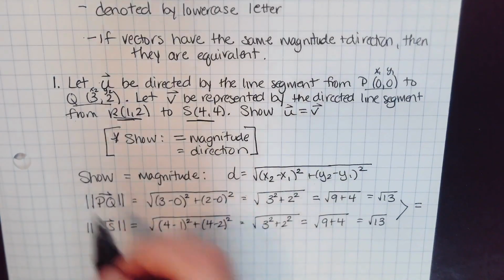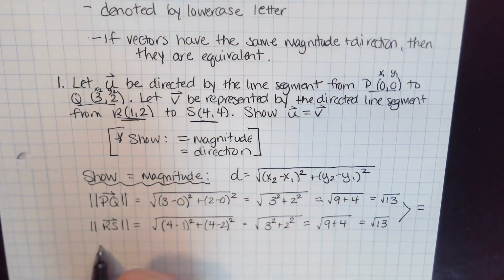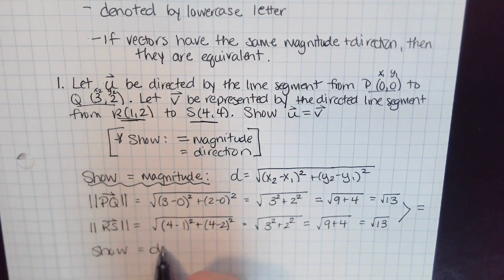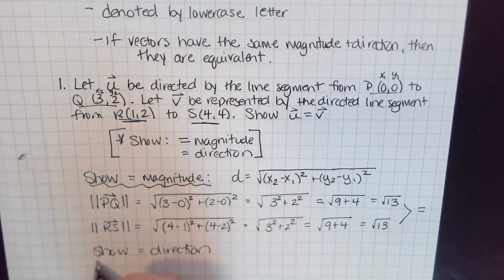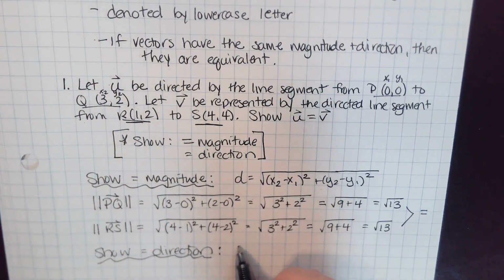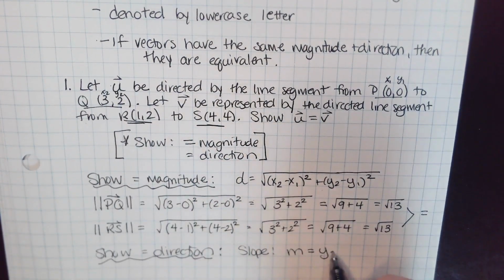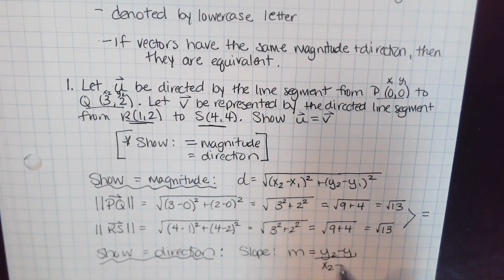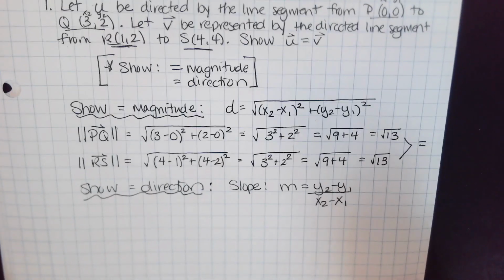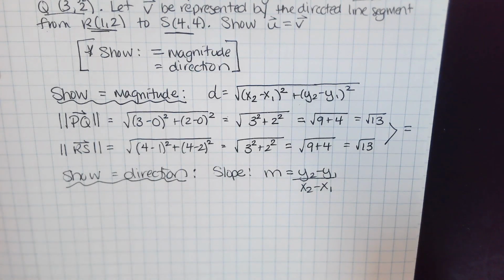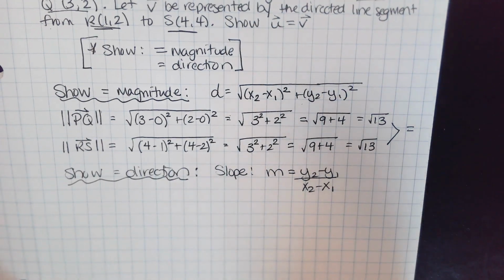So we showed they have equal magnitude. Now we want to show they have the same direction. Now to show direction, we're going to use our slope formula. So slope formula is m equals y sub 2 minus y sub 1 over x sub 2 minus x sub 1. So your change in y over your change in x. Be careful, a lot of times when I ask students what's the slope formula, they tell me y equals mx plus b. And y equals mx plus b is the equation for a line. It has slope in it. The m is the slope, and y equals mx plus b.